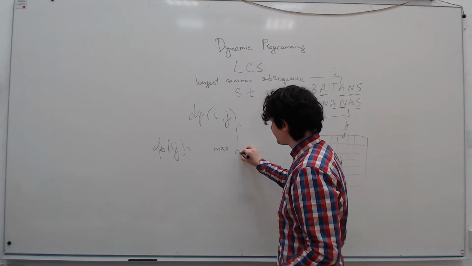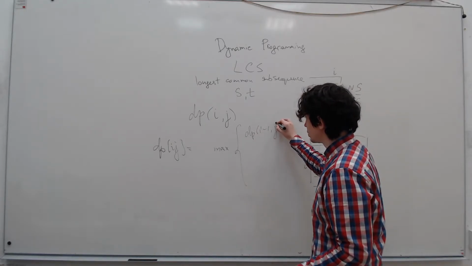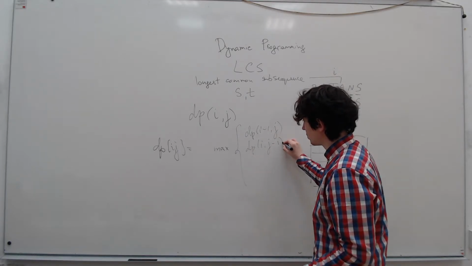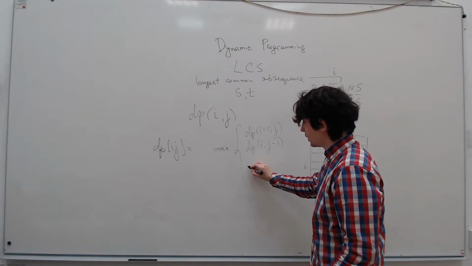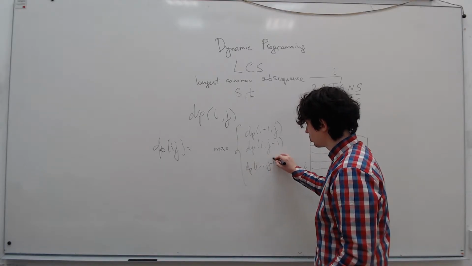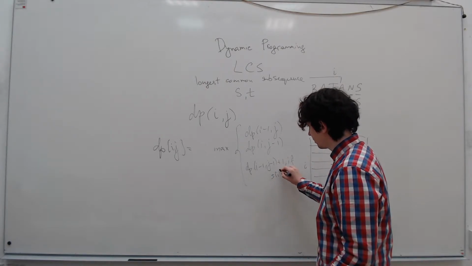So it should be the maximum of dp[i-1][j], dp[i][j-1], and dp[i-1][j-1] plus 1 if s_i equals t_j.